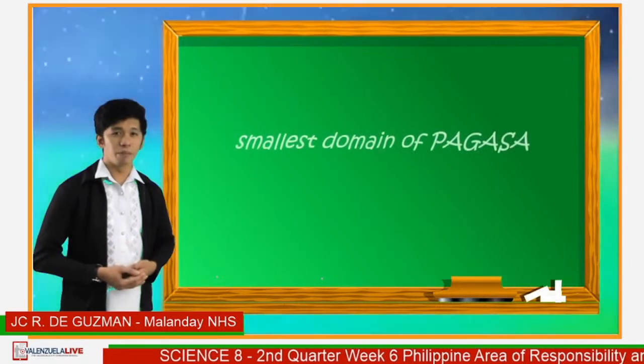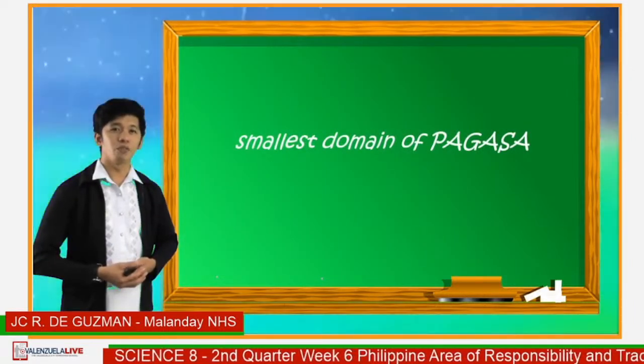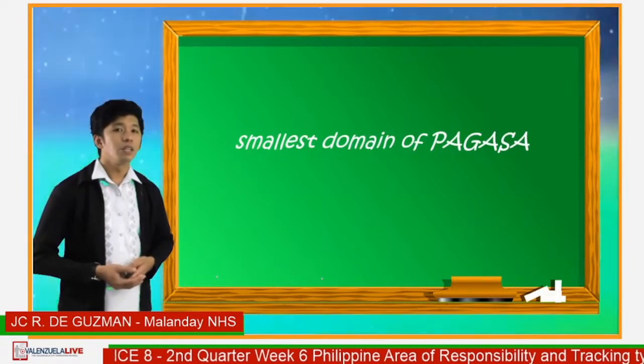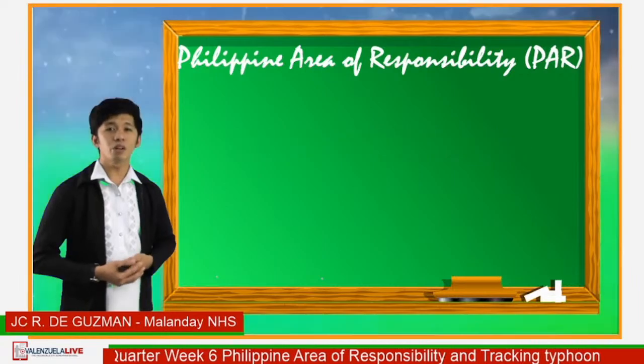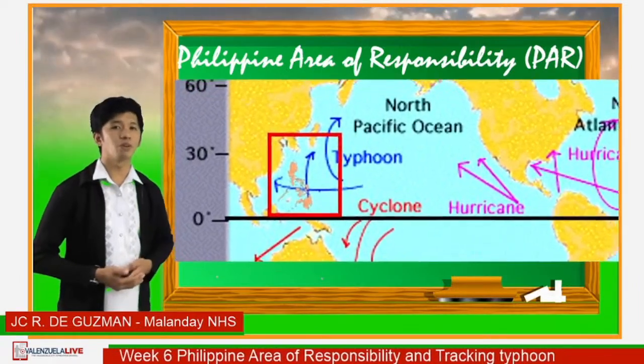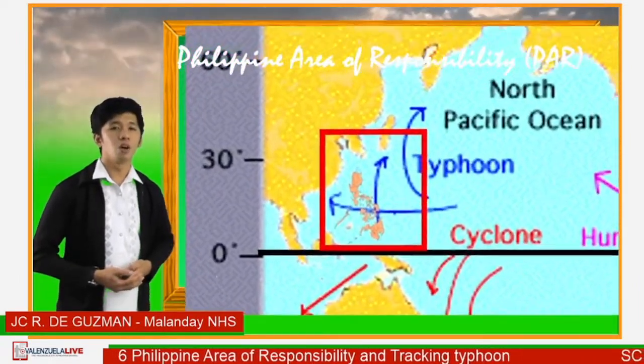And the smallest domain wherein we can rename the typhoon to a Filipino name is what's called the Philippine Area of Responsibility, which is located northwest of the Pacific Ocean with the following coordinates.